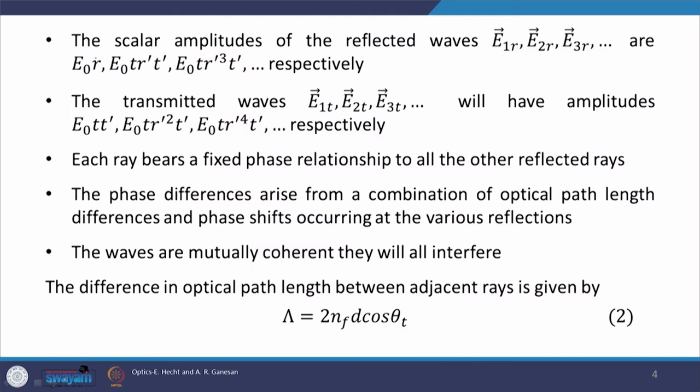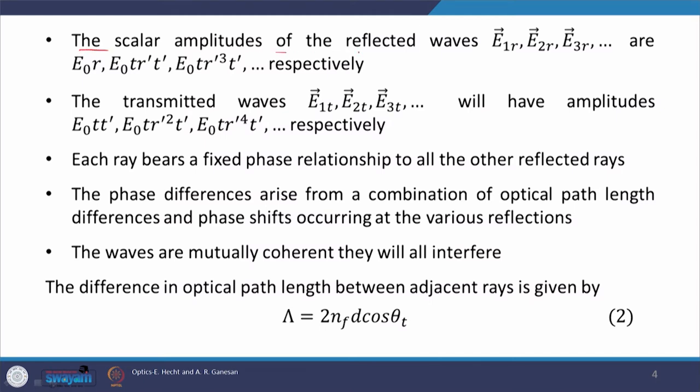And here we have also assumed that this thin film is lossless, it is not absorbing any amplitude. Now, therefore, we will get a number of reflected rays and a number of transmitted waves. And this is what exactly is written here.